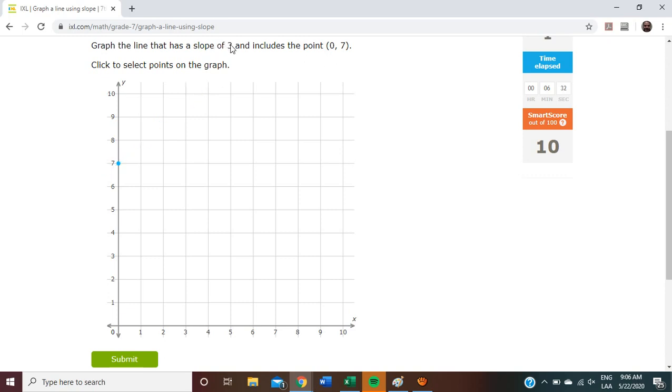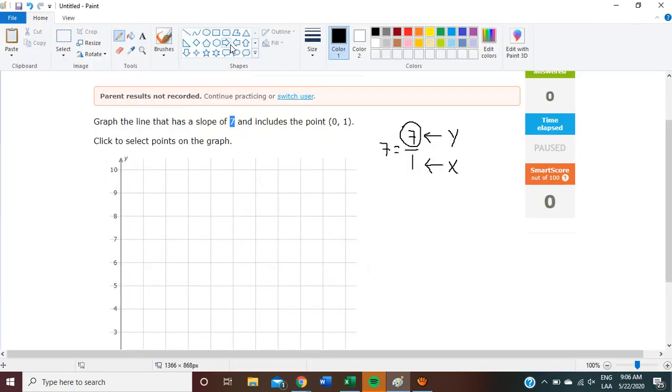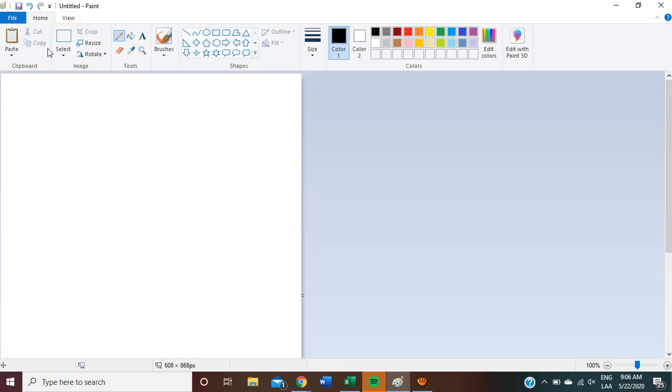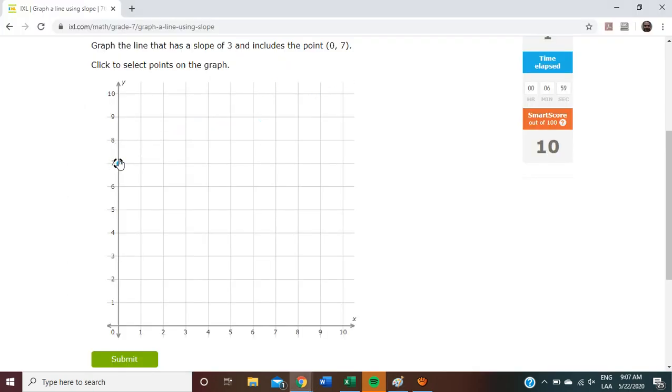So 3, how do we convert 3 to a fraction? Right here, 3 to fraction, it is 3 over 1. Remember, 3 is the increase in y, and 1 is the increase in x. So we move up 3 times, 1, 2, 3, and we move to the right in the x 1 time, like this. Okay, so this is our line.